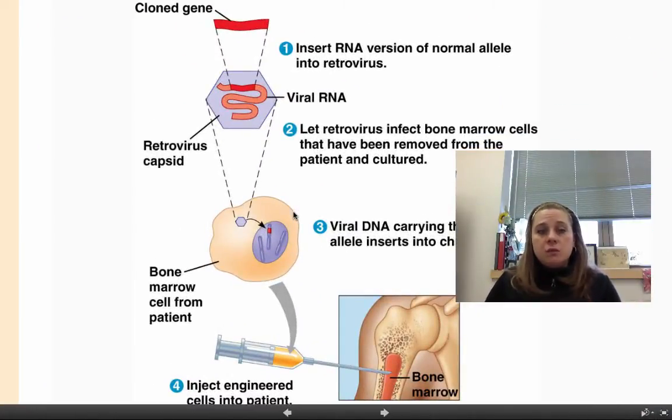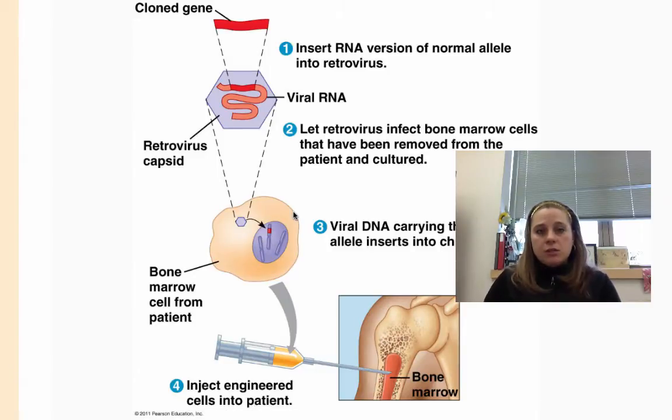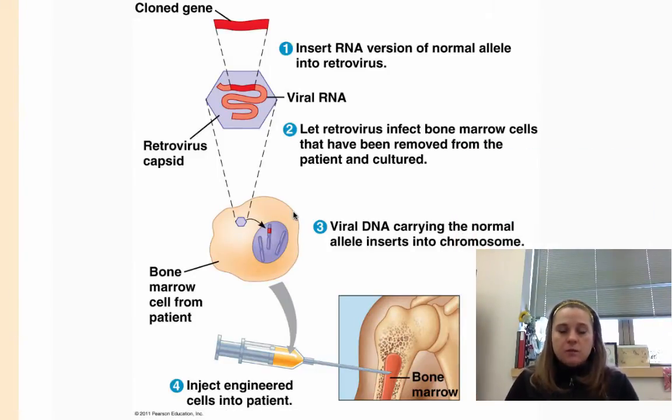So you take your cloned gene, insert it into a virus. Okay, since we know what viruses do, they like to inject DNA into cells. We use that as sort of our transport mechanism to get it in there. Let it infect the cell, carrying the normal gene into the bone marrow cell of the patient, and then you can inject the engineered cells into the patient, and hopefully get it out. So this could be one way to do that.